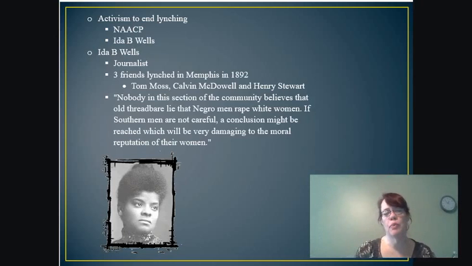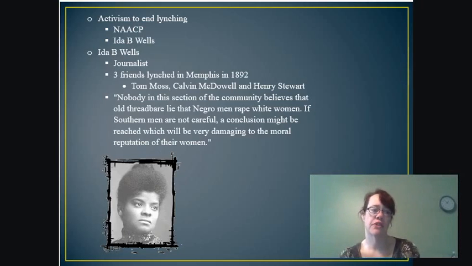Wells herself was born during the Civil War in 1862 to slave parents, but as young as she was, she didn't really experience slavery herself. She was a journalist, and before she became a part of this call for justice against lynching, she had already spoken up against ideas like segregation and other civil rights issues of African Americans.